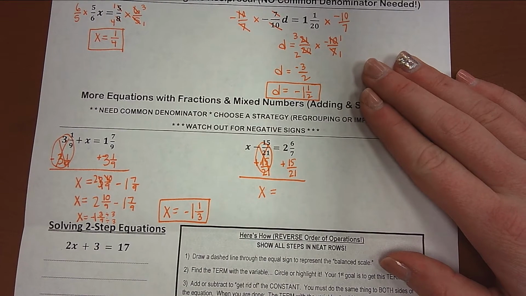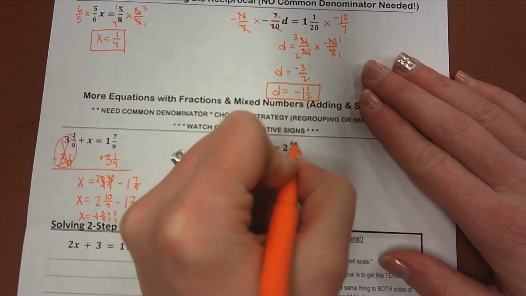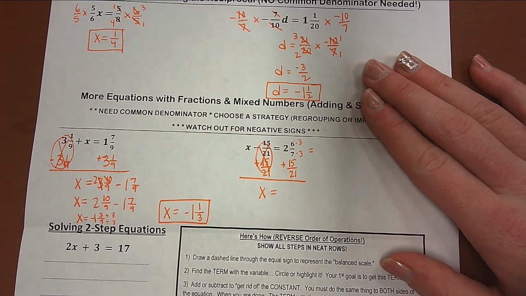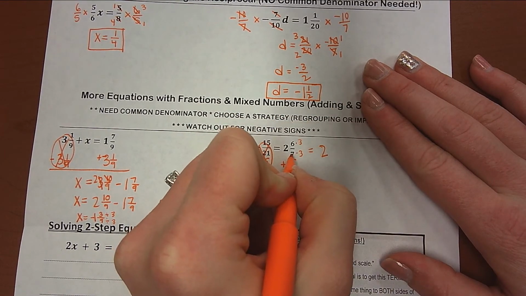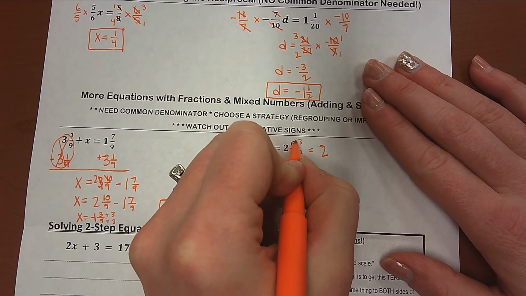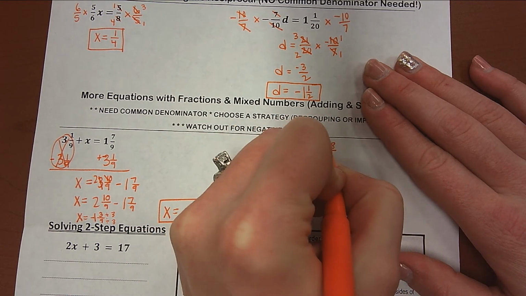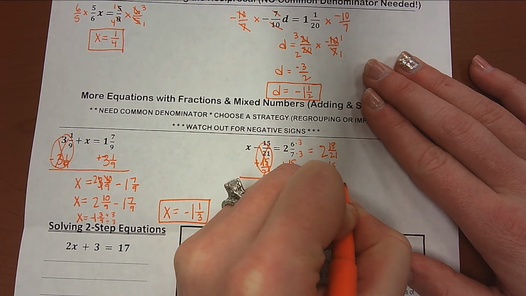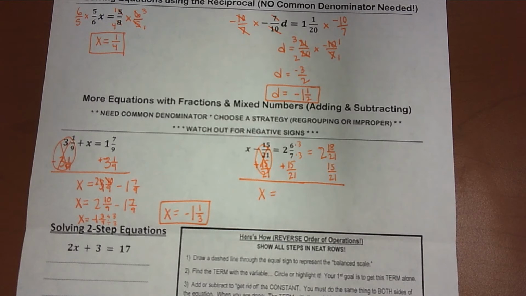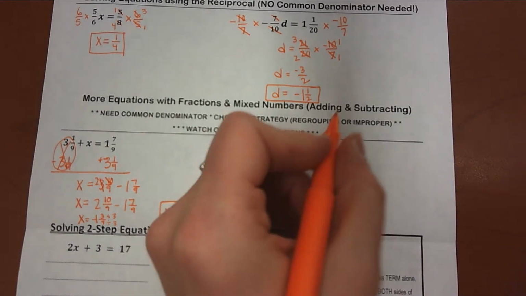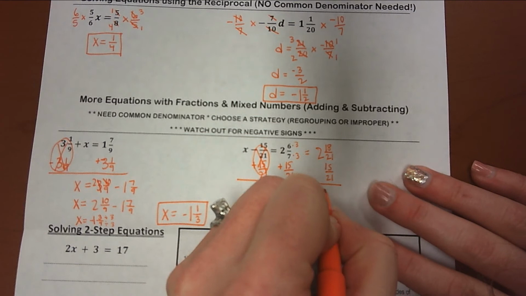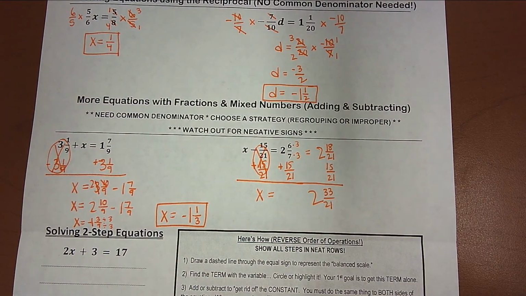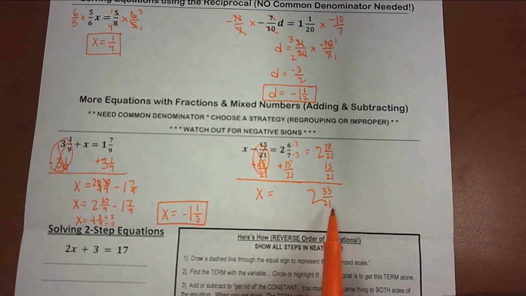On this side, I have to create common denominators, so I know that 7 and 21 have a common multiple of 21. They both go into 21. So I'm going to change 7 to 21 by multiplying by 3, which means I have to multiply 6 by 3. So I get 2 18 over 21 plus 15 over 21. When I add my numerators, 18 plus 15, I'm getting 33 over 21, and then my whole number is just 2. So x equals 2 33 21st.